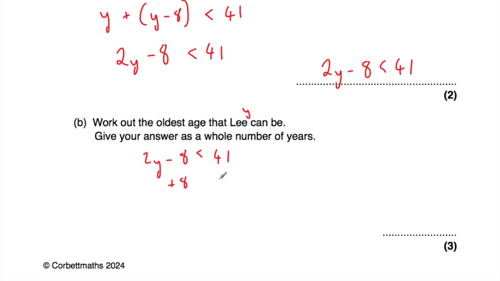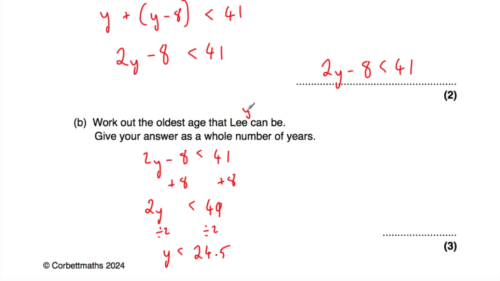So let's add 8 to both sides of the inequality. On the left-hand side we'll be left with 2y, and that's going to be less than 41 plus 8, which is 49. Okay, now we've got 2y is less than 49. We don't want this times by 2, so let's divide by 2 and divide by 2. 2y divided by 2 is just y. That's going to be less than 49 divided by 2, which is 24.5. Half of 49 is 24.5.